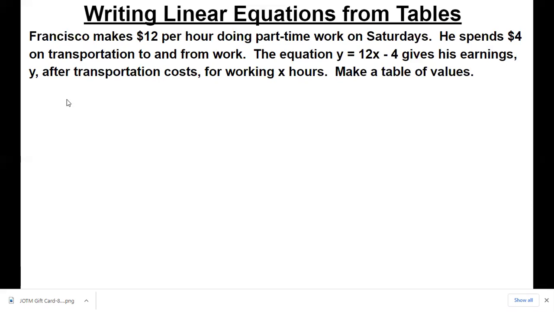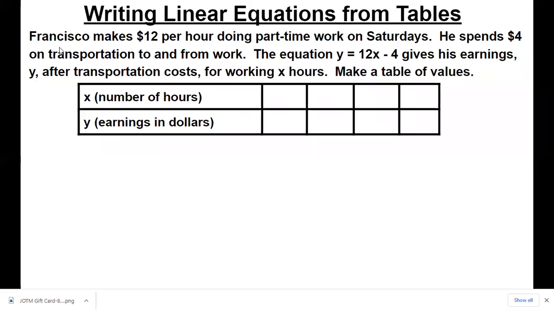So what is this really saying? This is saying he makes $12 an hour. But he has to spend $4 driving to work and back. Okay, so he's losing $4, but he's gaining $12 for every hour that he works. That's what that means. So let's make a table of values.